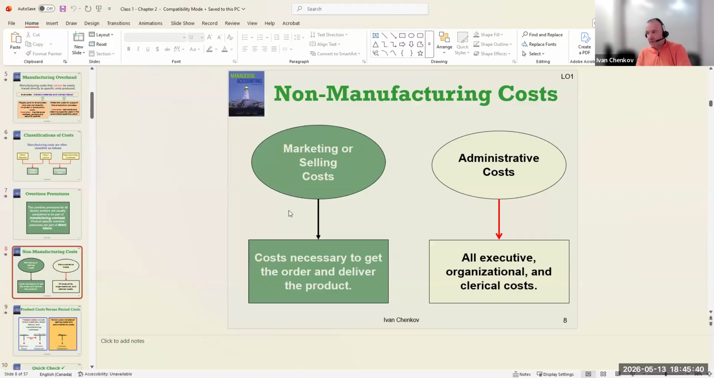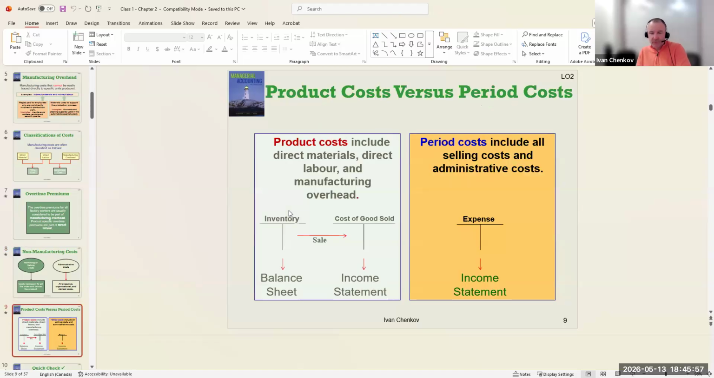Administrative cost, those will be the organizational cost, clerical cost, accounting cost. They're going to help us to understand the business and to prepare the reports. But again, they're not part of the production line. So we're going to have those two types of costs. One is called product cost, and the other one is period cost.